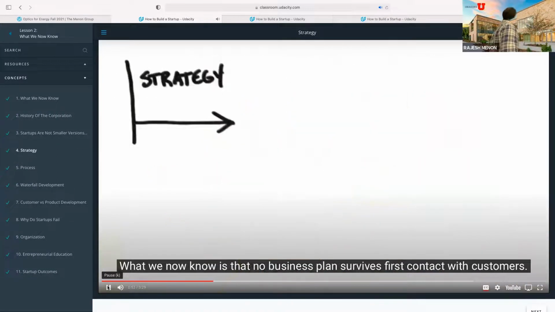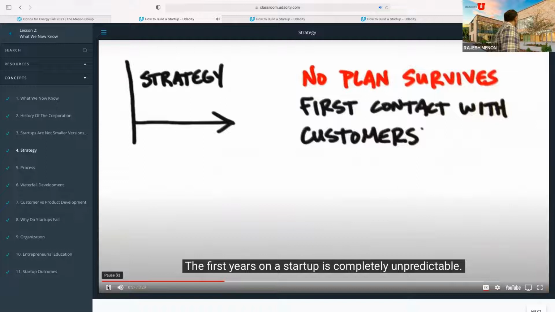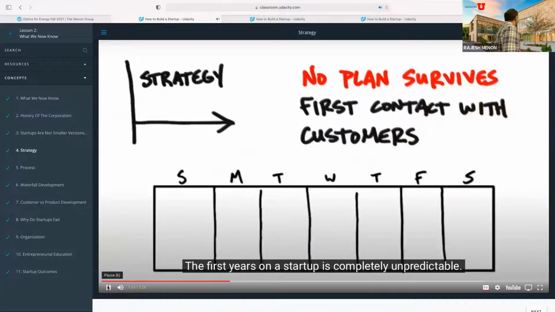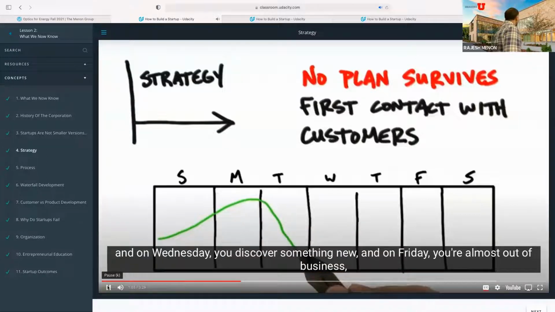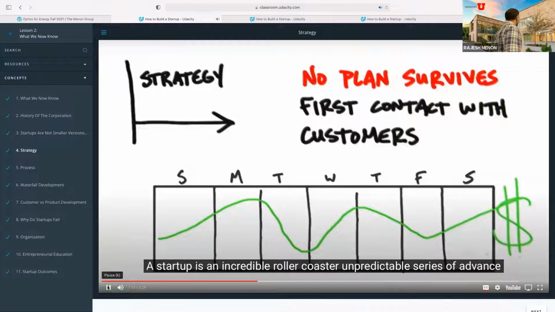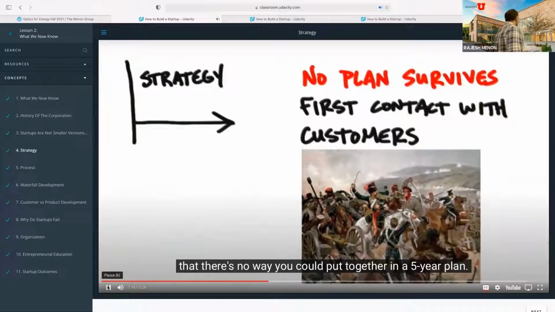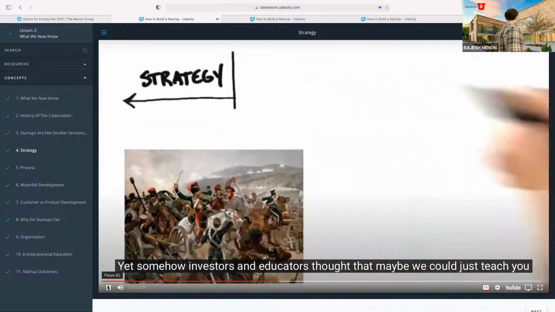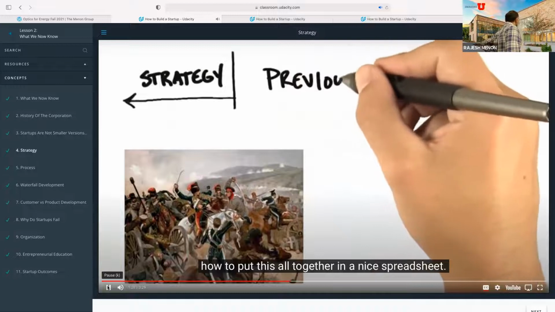What we now know is that no business plan survives first contact with customers. The first year or so in a startup is completely unpredictable. What you think you're doing on Monday turns out to be completely wrong on Tuesday. And on Wednesday, you discover something new. And on Friday, you're almost out of business. But on Monday, next Monday, you get sold for $1 billion. A startup is an incredible roller coaster, an unpredictable series of events that there's no way you could put together in a 5-year plan. Yet somehow investors and educators thought that maybe we could just teach you how to put this all together in a nice spreadsheet.